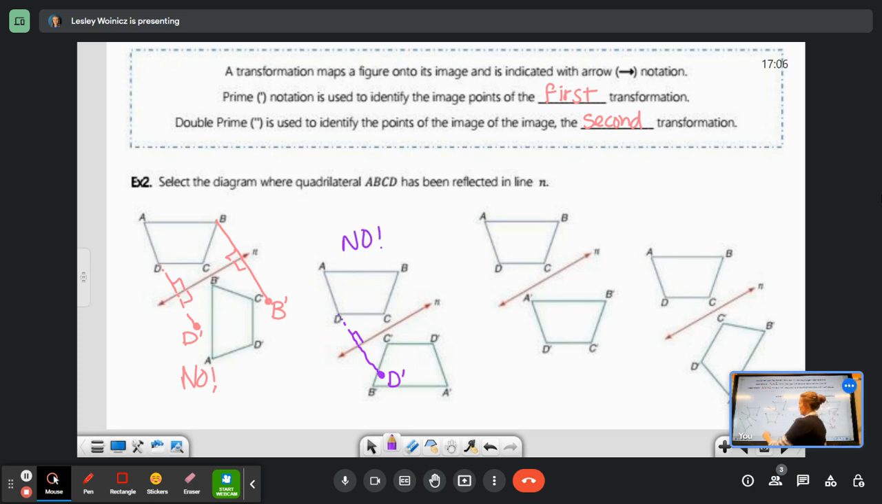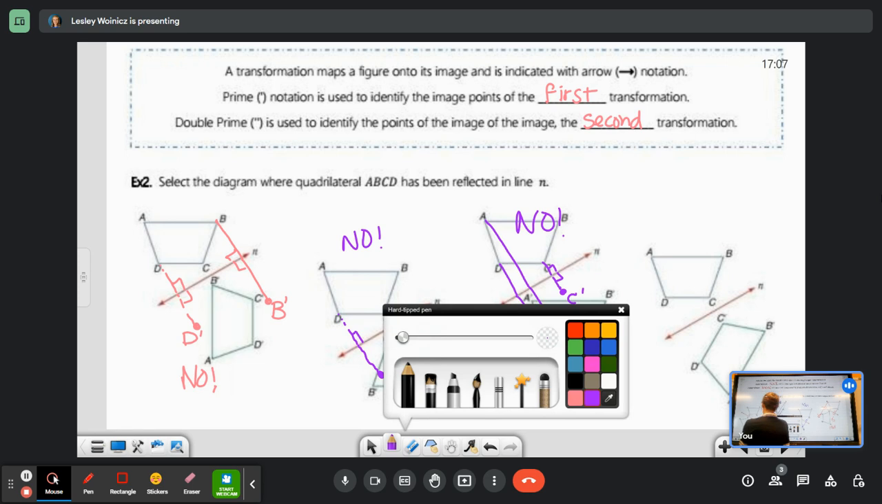All right, next. Same perpendicular distance away on the opposite side. C should be here, C prime. Okay. D prime should be here. A prime should be like way the heck out here. So all of these are in the wrong spot. This is a no. Wouldn't you know I made it the last one? Of course I did, because I wanted to talk about all these other fun examples.